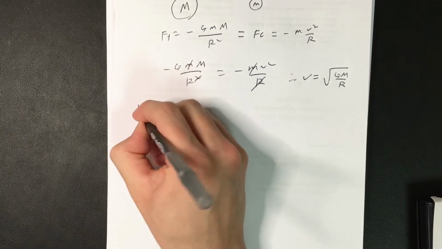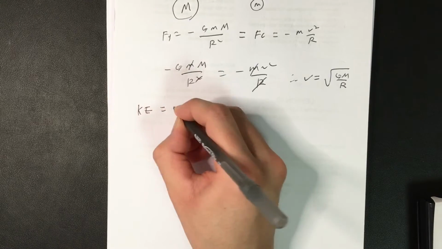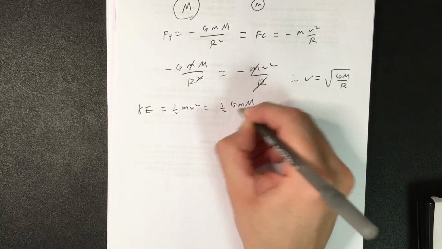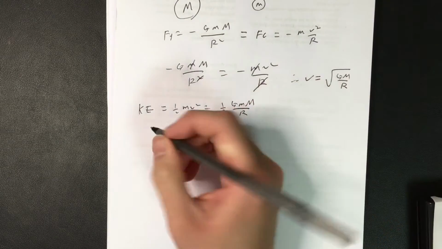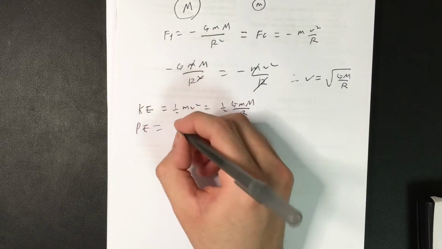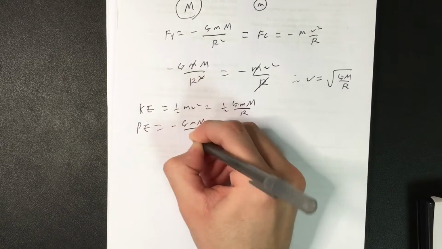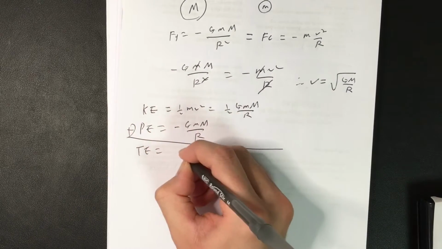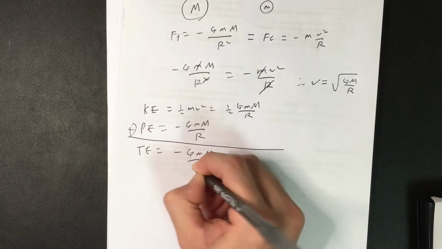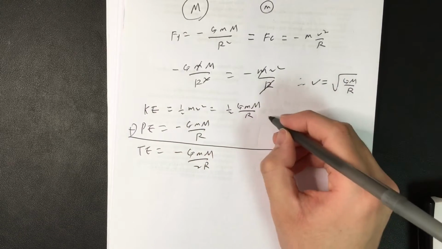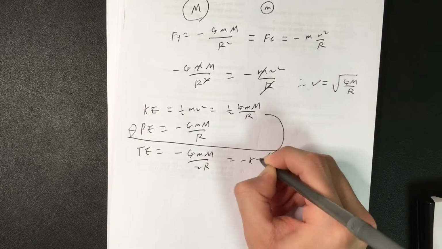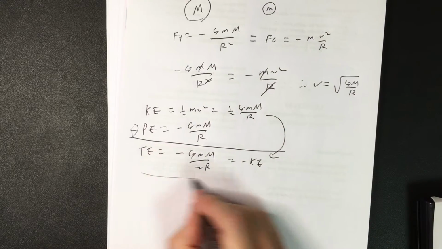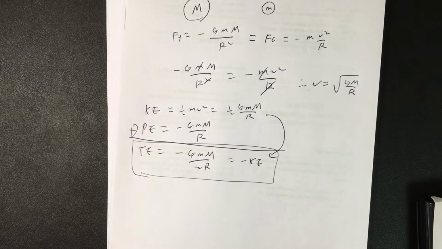Now therefore I can calculate the kinetic energy of the Earth, which is 1/2 mv squared, also equal to 1/2 GMm over r. Now remember that potential energy equals negative GMm over r. Therefore, if I add these two up, the total energy is simply negative GMm over 2r. Now notice that this mathematically turns out to be the negative of kinetic energy, which is not that common, but it is one of the interesting features of planetary motions.